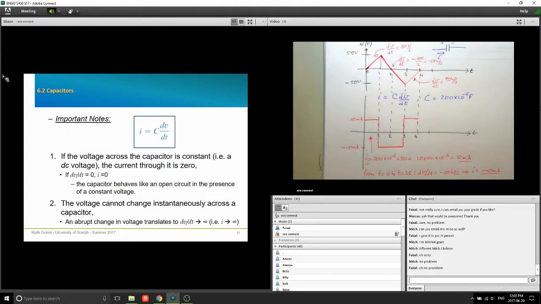So important notes. We said I equals C dV/dt. Just by looking at this relationship between the current and the voltage, we can deduce some very interesting characteristics that relate to a capacitor. So first thing, if you have a constant voltage, if I'm putting a DC voltage across my capacitor, say V equals 5 volts, V equals 10 volts, V equals 100 volts, whatever it is, but it's a constant.